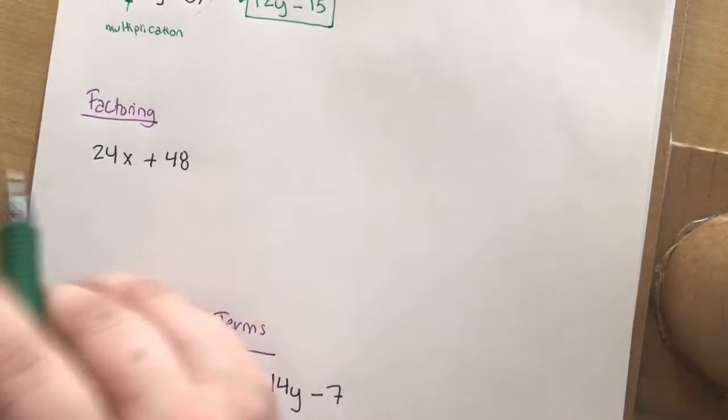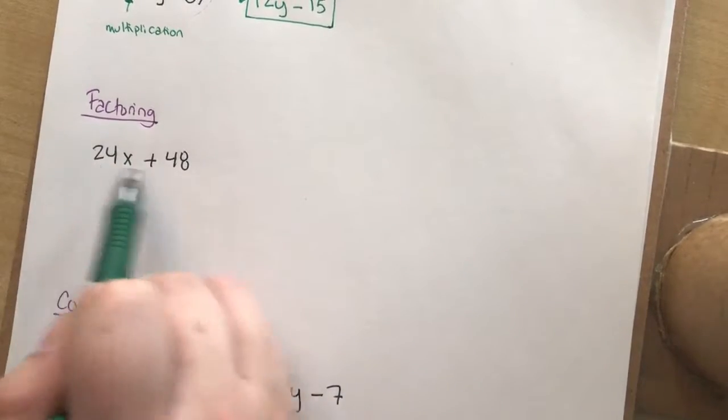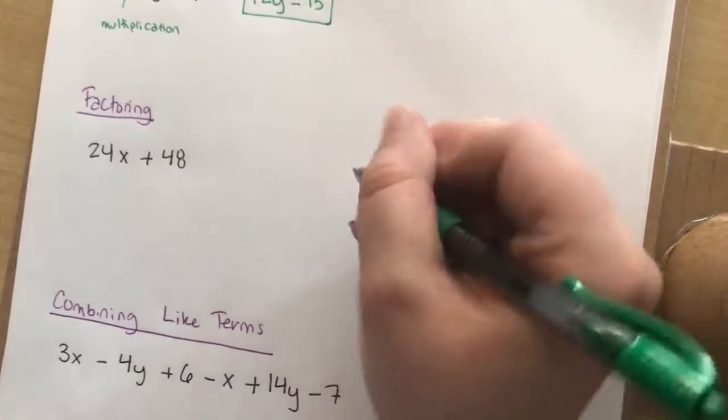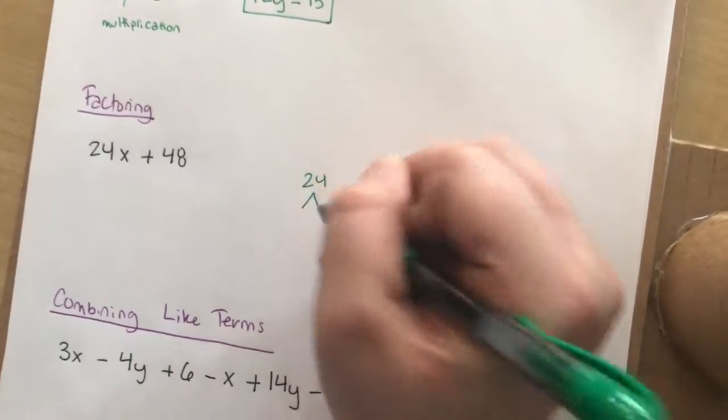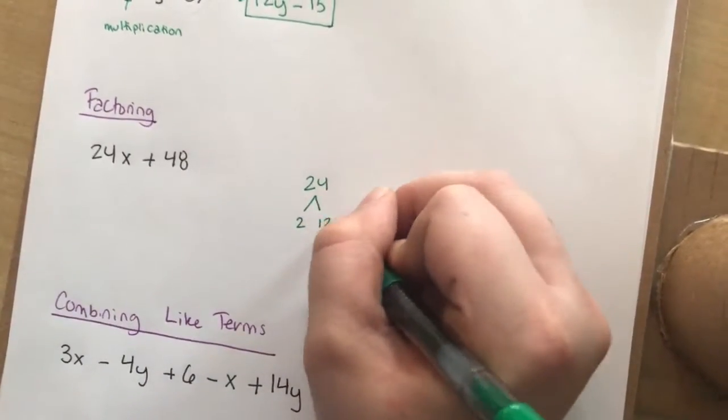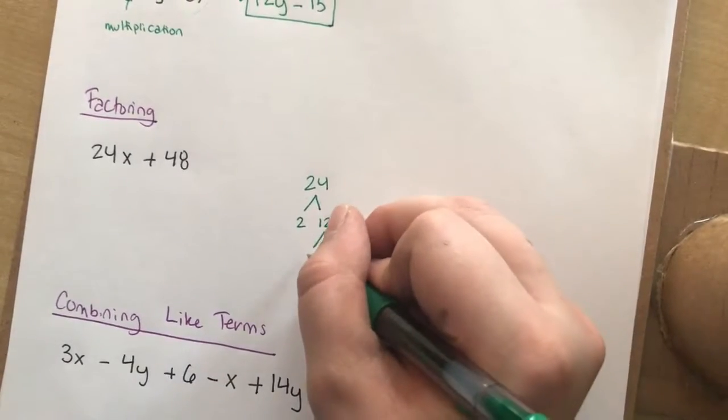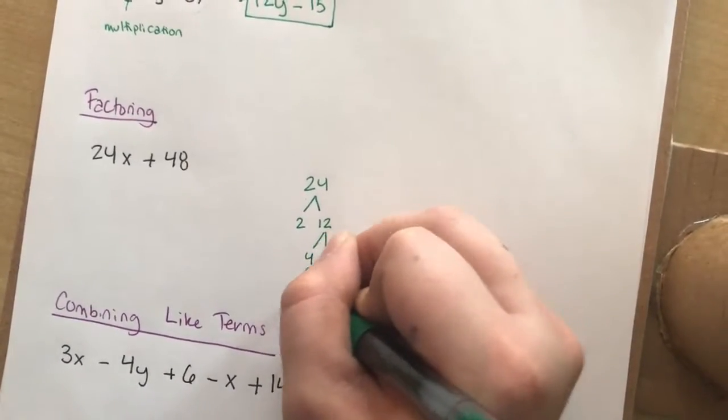Factoring is the opposite of the distributive property. So here I want to find the greatest common factor of these two numbers. So I'm going to start with 24. So 24 is 2 times 12. 12 is 4 times 3, and that's 2 times 2.